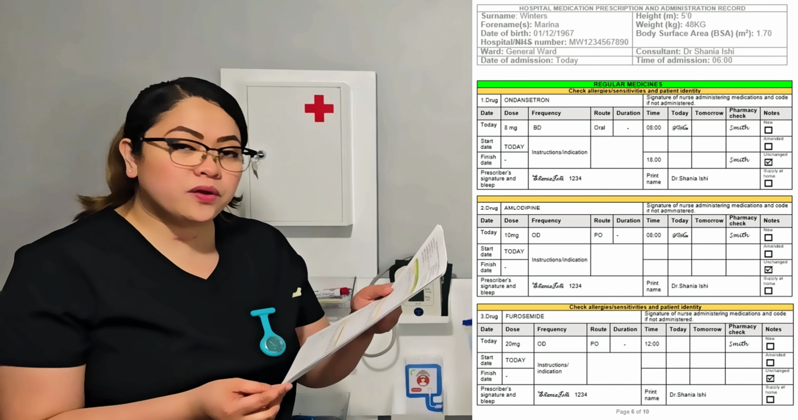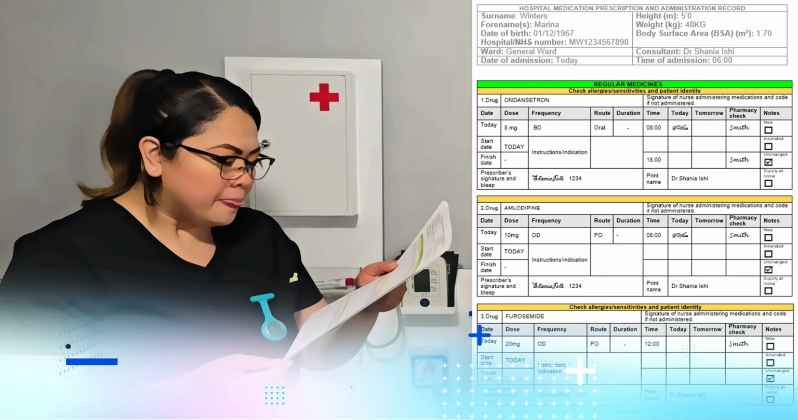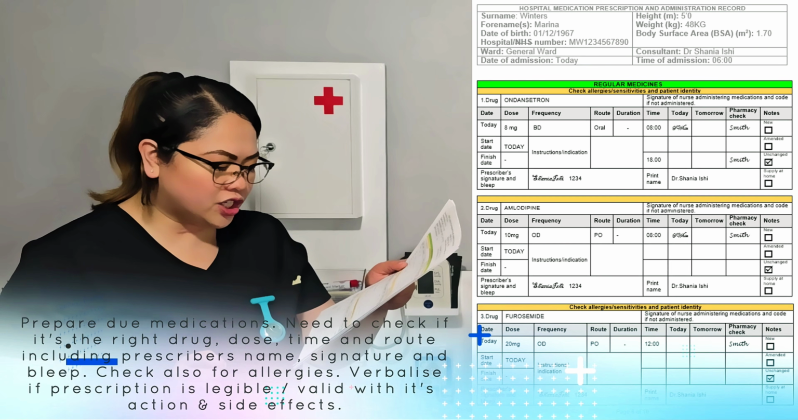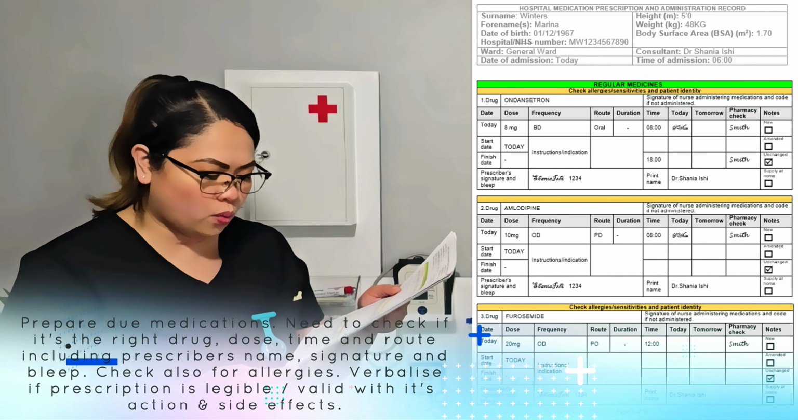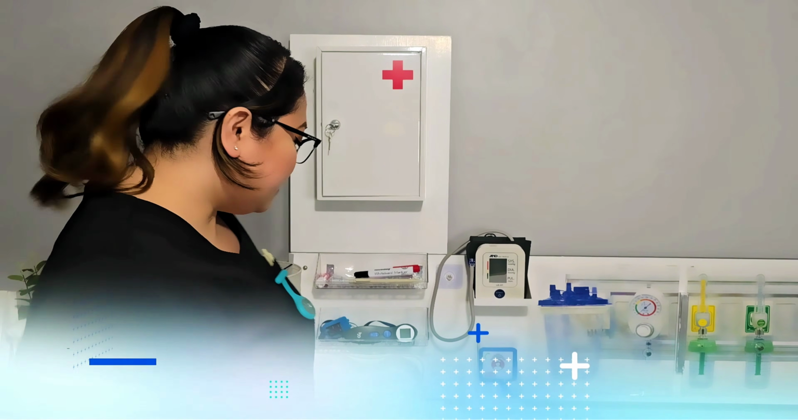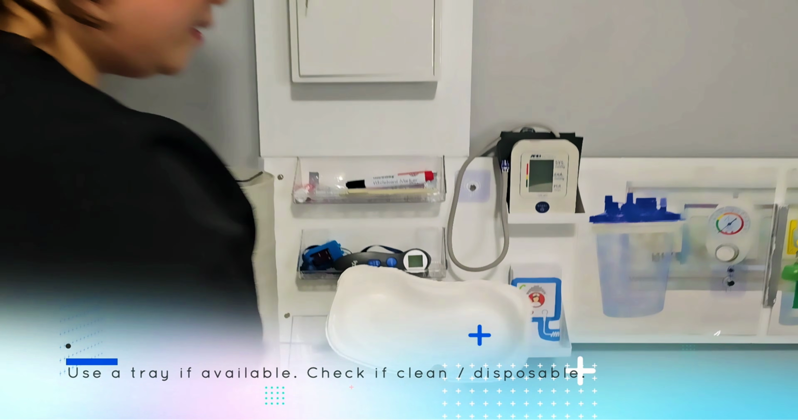Next prescription here, we've got the drug name, furosemide for today, 20 milligrams orally, once a day. The start date is today, and the prescriber signature, Shanai Ishii, is there with a blip number of 1234. Printed name, Dr. Shanai Ishii, and the time is 12. So I'm gonna prepare this medication. Miss Examiner, is this tray clean and disposable? Yes, it is. Okay, so I'm gonna use this one.